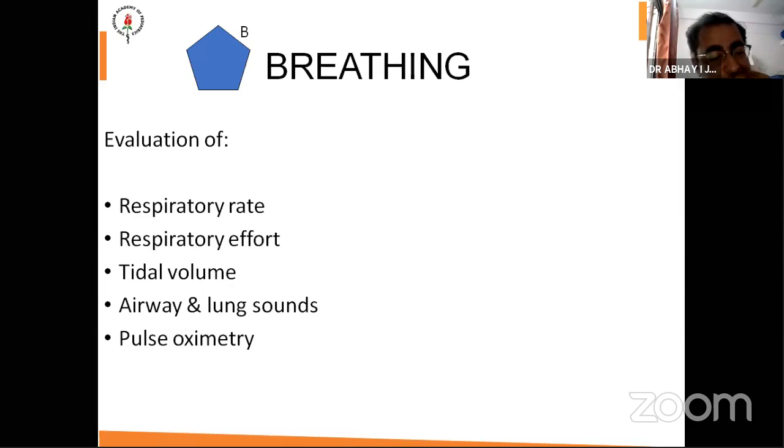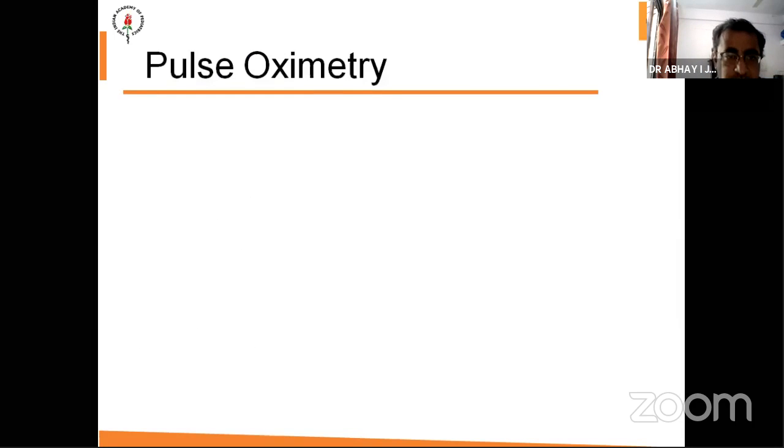Airway and lung sounds. Definitely, when we auscultate, we have to see whether the air entry is equal on both sides or not. Simultaneously, we check the lung sounds: whether bronchial breathing is present, or adventitious sounds like crepitations are present in a particular area, to see whether parenchymal disease is involved, or to look for wheeze, which suggests that it is the airway which is affected rather than the parenchyma. And the last but not the least, the pulse oximetry.